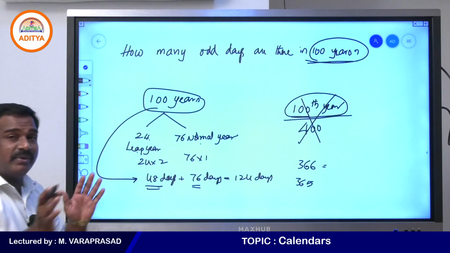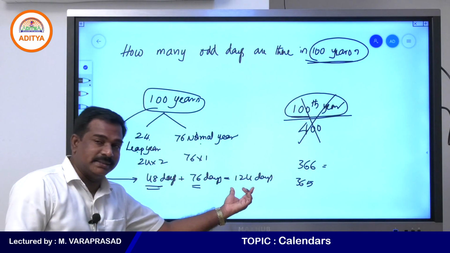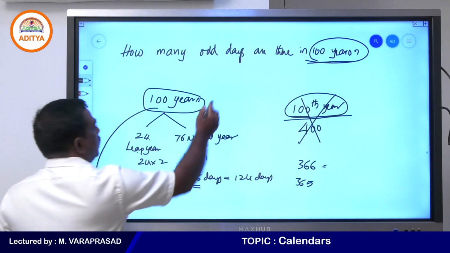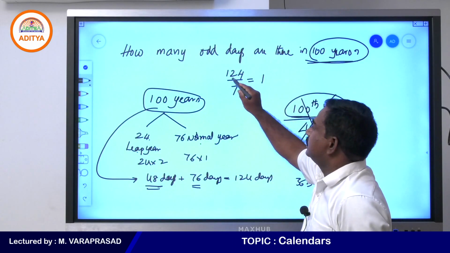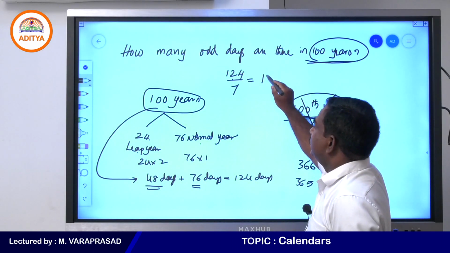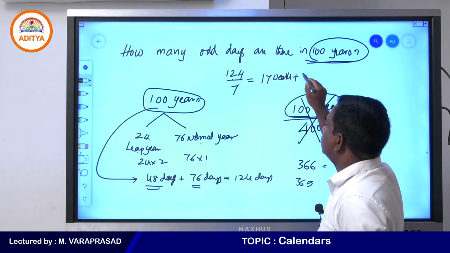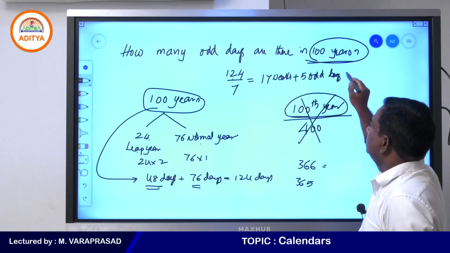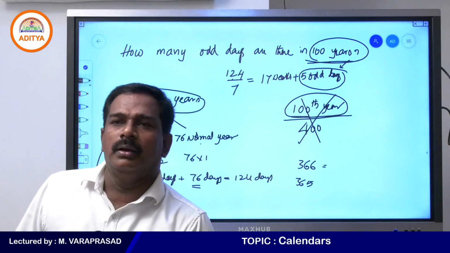Now, because the years are converted into days, we can divide by 7 to get the odd days. So 124 days divided by 7: 7 sevens are 49, 17 weeks exactly plus 5 odd days. So 100 years contains 5 odd days.